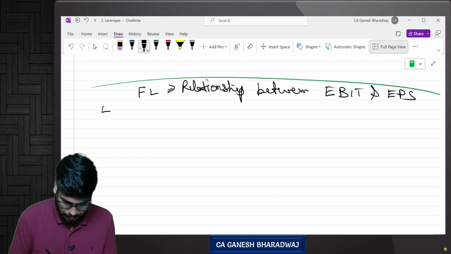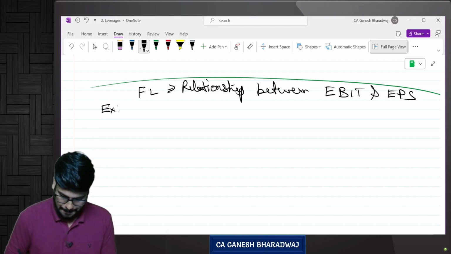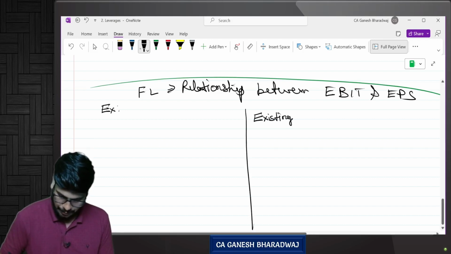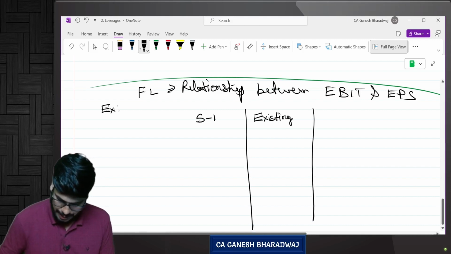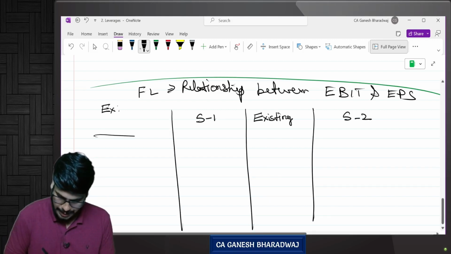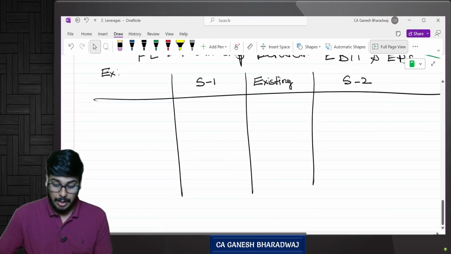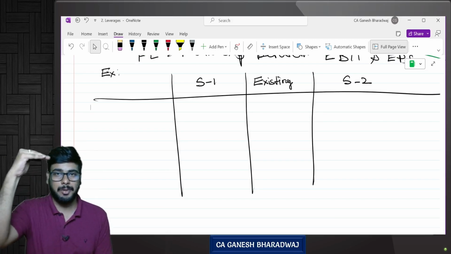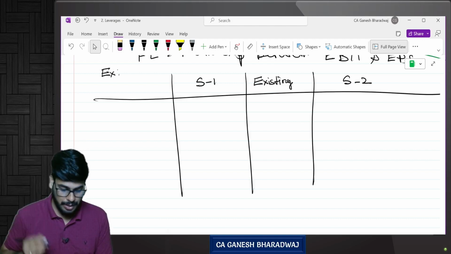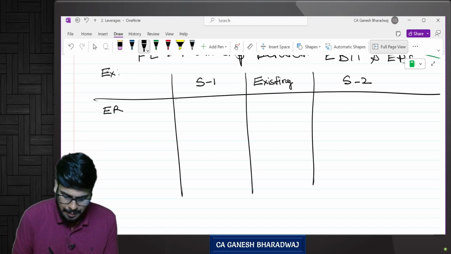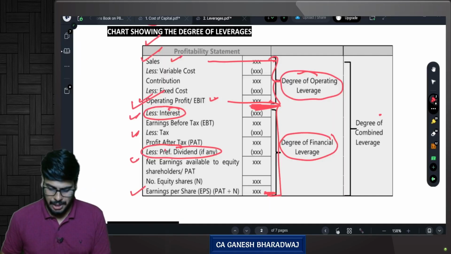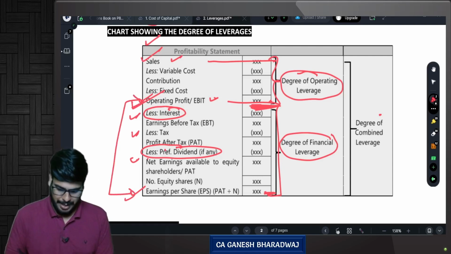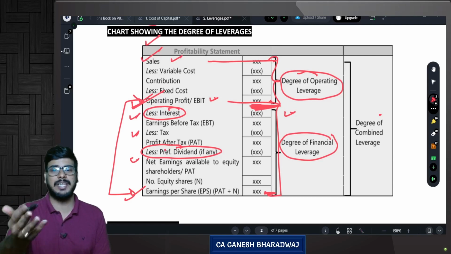It's an illustration. Now, I'm taking an existing data, that is the base data. Similarly, scenario 1 and scenario 2. All right. Now tell me, the profit statement we saw: sales minus variable cost gives you contribution. Contribution minus fixed operating cost gives you EBIT. Let us start from EBIT. Why are we starting from EBIT? Because this financial leverage talks about the relationship between EBIT and your EPS. Correct? So basically, we are concerned about the second half of the profit statement. Are you clear with this?